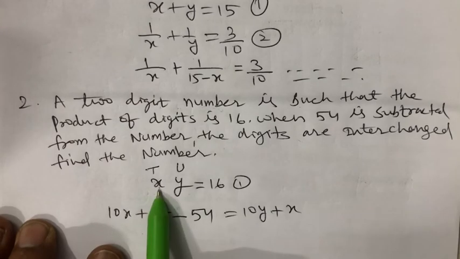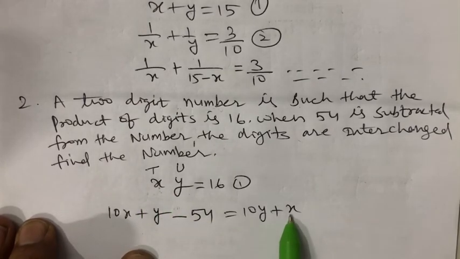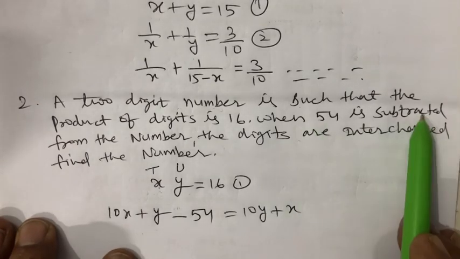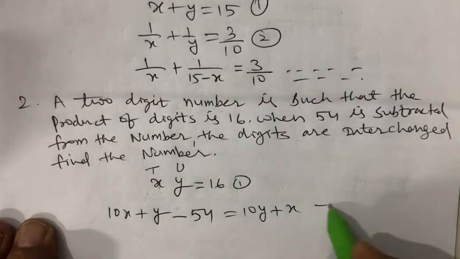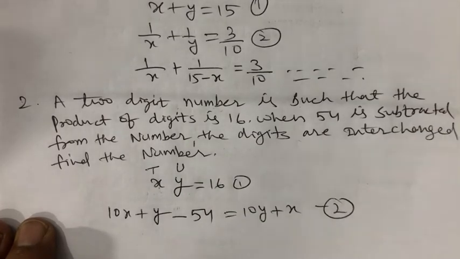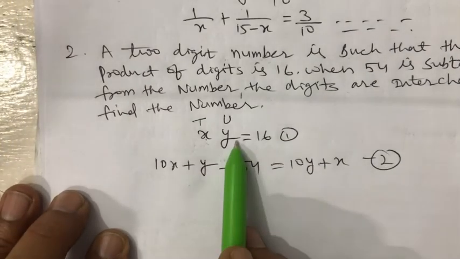y went to x's place, x went to y's place, so what number is formed? 10y plus x. When 54 is subtracted from the number, the digits are interchanged. Find the number. This is equation number 2. Now again the same trick. You have to eliminate either x or y.